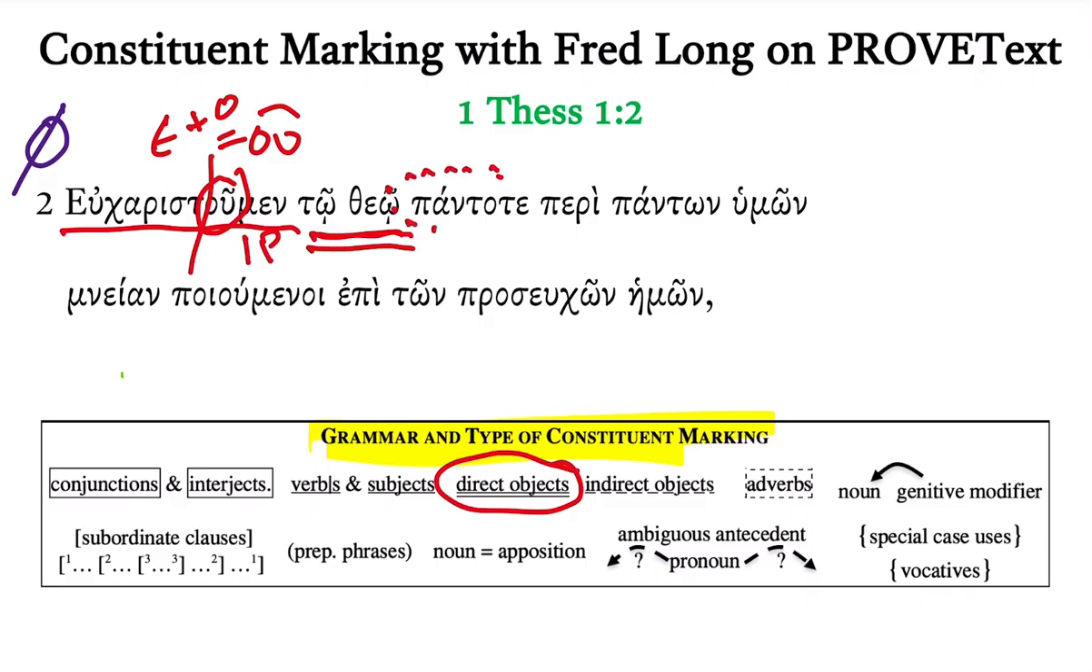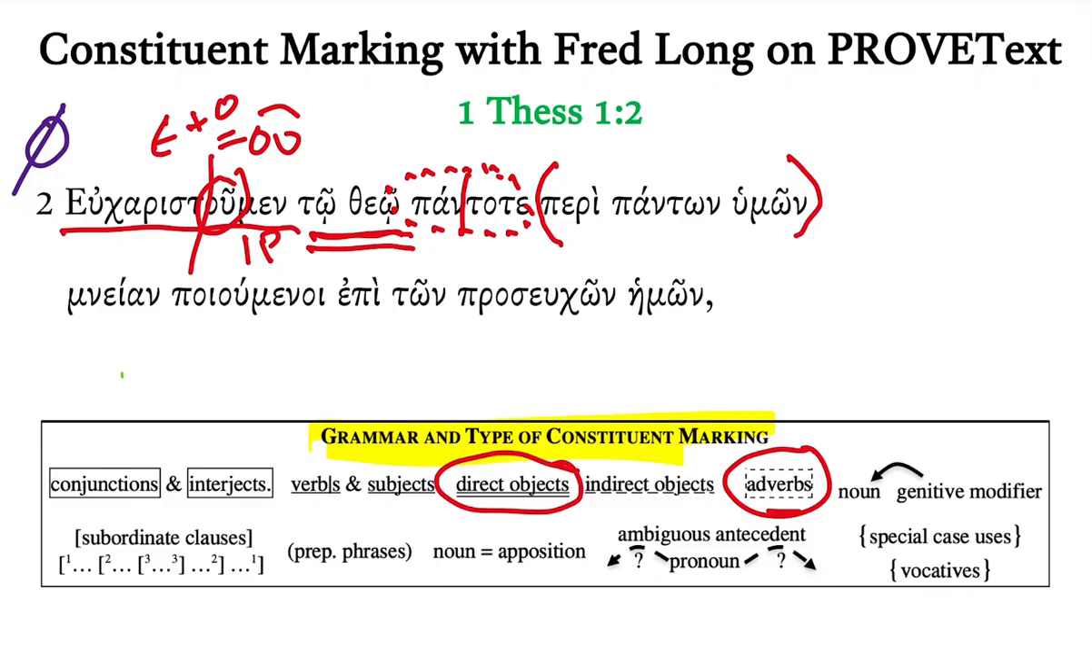Pantote. So here I'm going to put a dotted box around pantote because this is an adverb. Always. Pantote means always. It's from two words, pan and tote. They've been added together. So tote is a time word meaning then or something like that. Pan meaning all. So basically this is a way of just saying always.